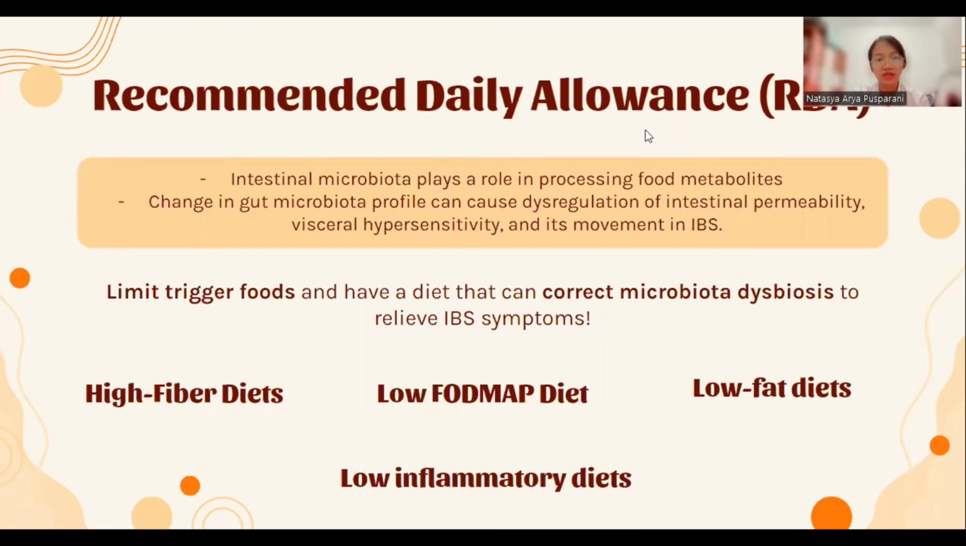Several dietary modulations can include high-fiber diets, a low-fermentable oligosaccharides, disaccharides, monosaccharides, and polyols, or FODMAP diet, low-inflammatory diets, and low-fat diets. Studies have shown a significant effect in limiting triggering foods that may cause major alterations of the gut microbiome, or by having diets that can correct microbiota dysbiosis to help relieve symptoms of IBS.